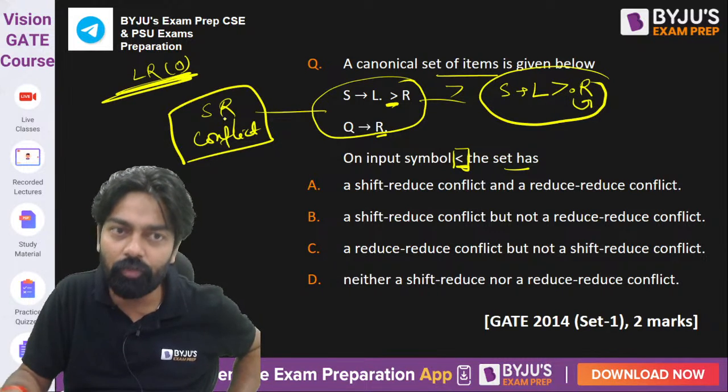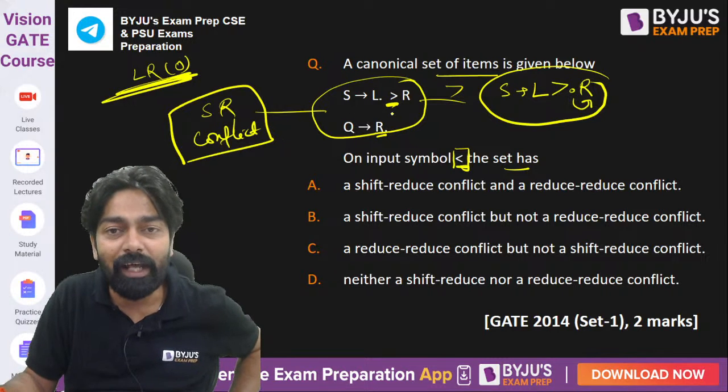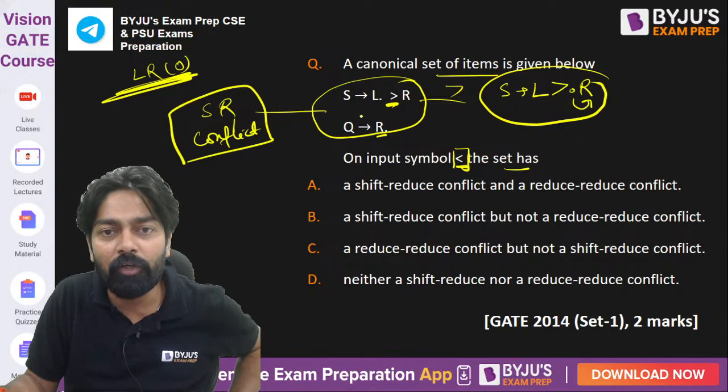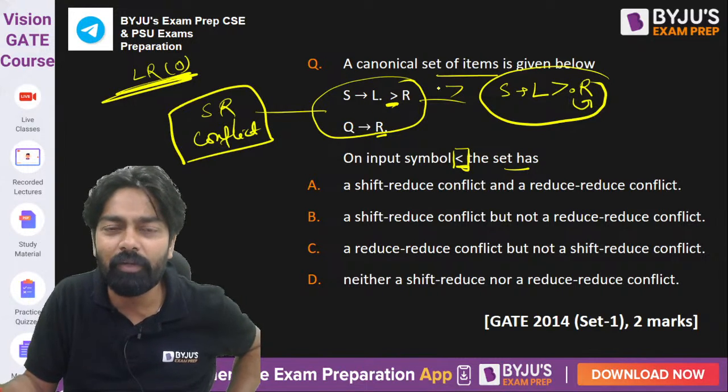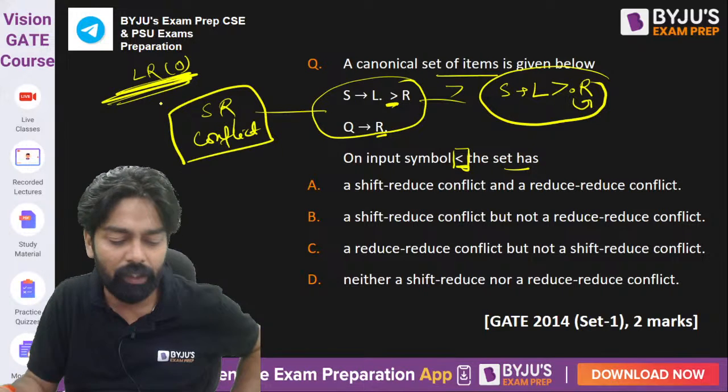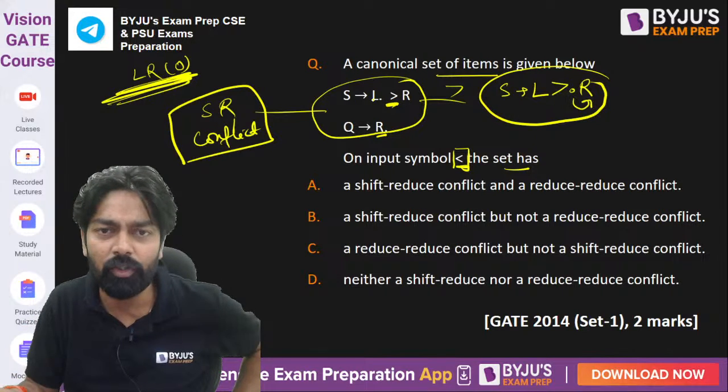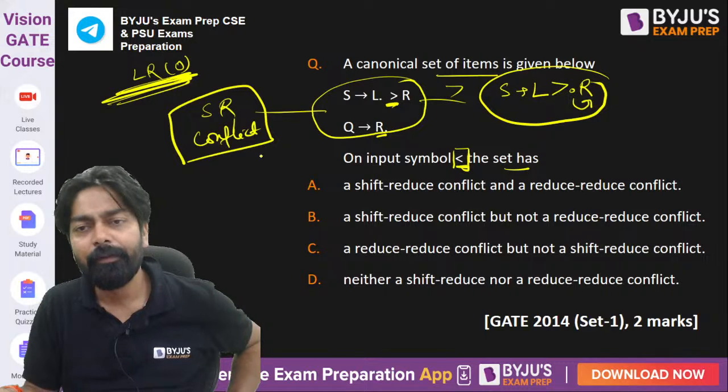Fine. In LR0 we have an SR conflict. What about SLR1? SLR1 means we need to find the follow of Q. Even though the grammar has not been given, you cannot comment anything. So this grammar, as of now, you can say it is not LR0 due to the SR conflict.